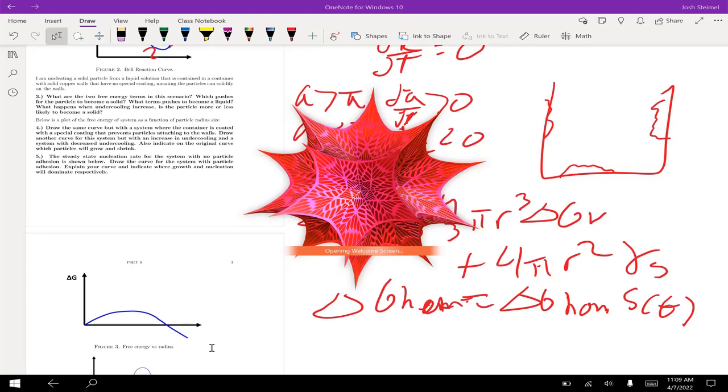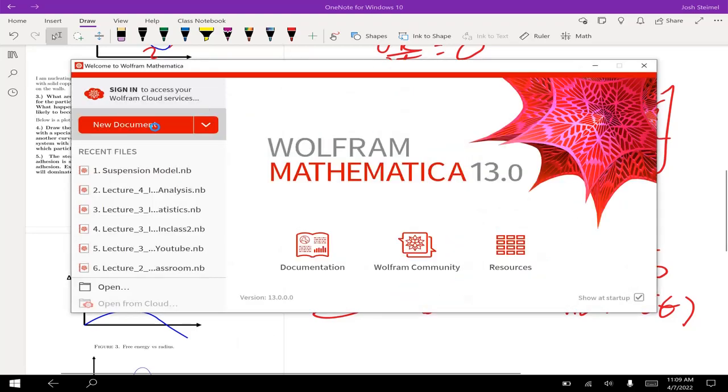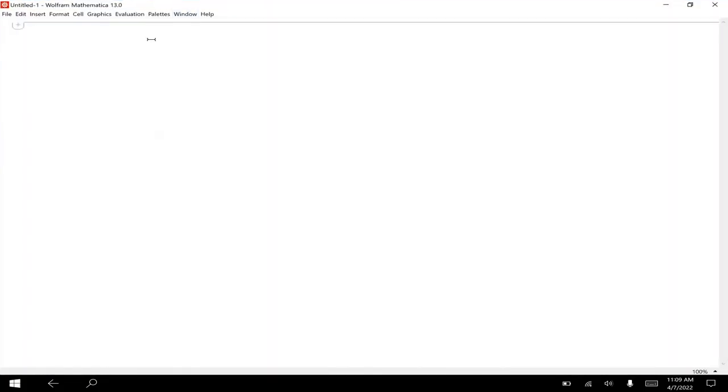So what pushes the particle to become solid? We want to nucleate if we do this volume term here. So let's go ahead. Delta G homo is equal to, let's just call it volume. Volume of my sphere is equal to 4/3 times pi times r cubed.